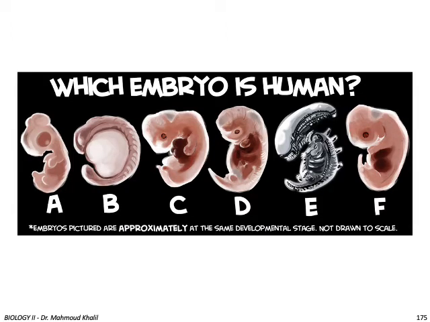So let's look closely at these embryos. We have 6 embryos. What do you think? Which embryo is the human embryo? Do you think it's A, B, C, D, E, F? Actually, the human embryo is C. So basically, you can see a lot of similarities between different embryos. And of course, E is the hypothetical embryo. It's not a real embryo.